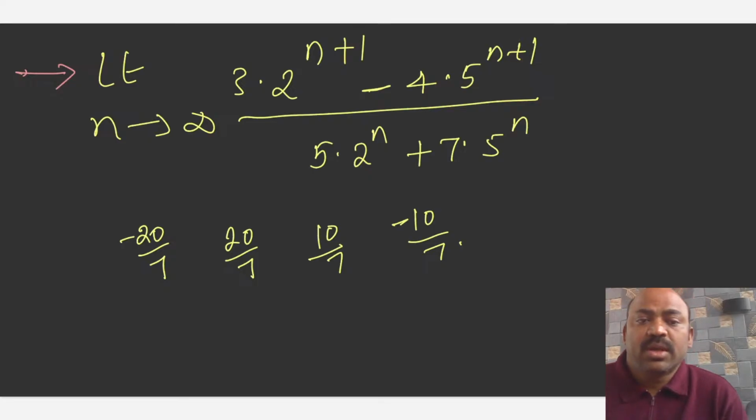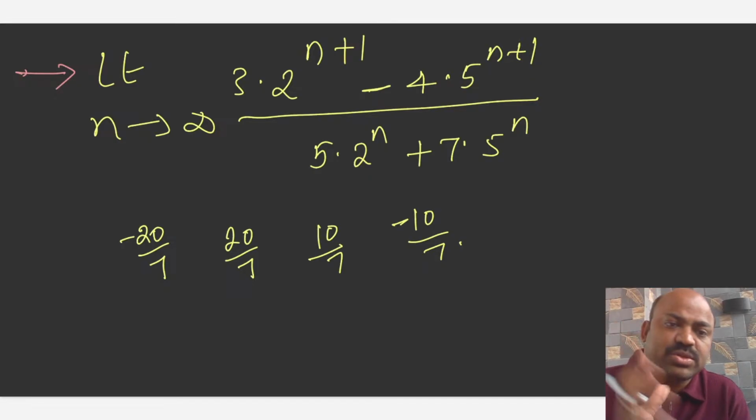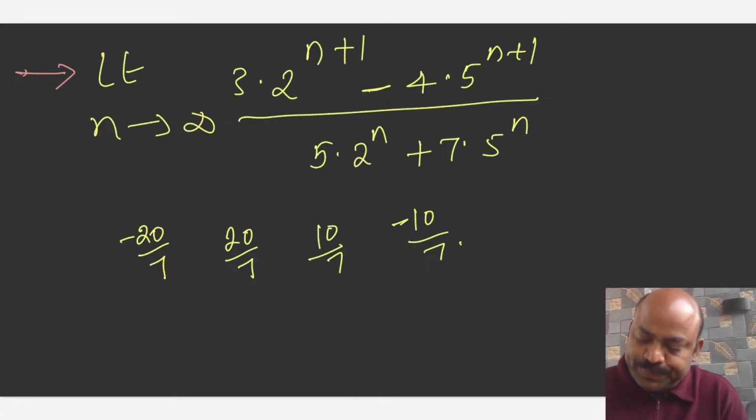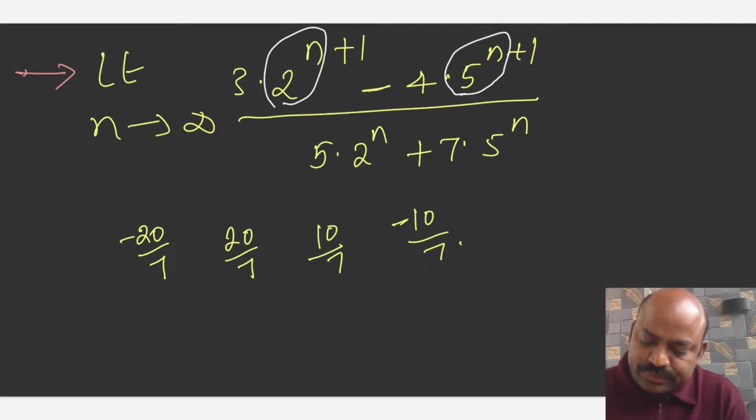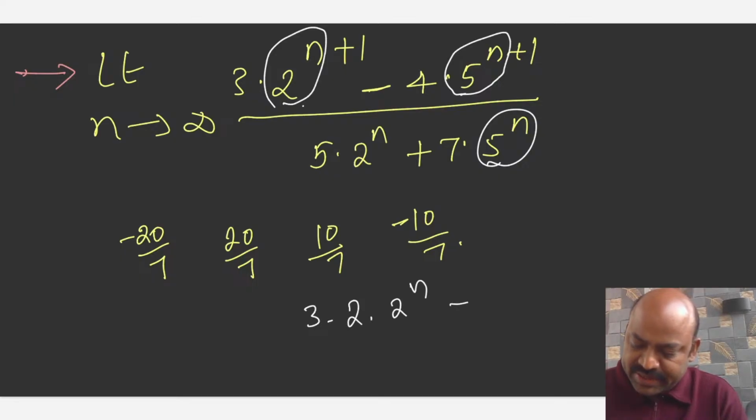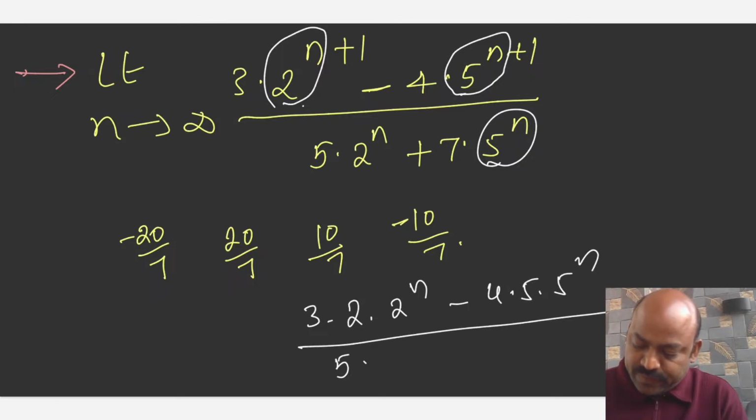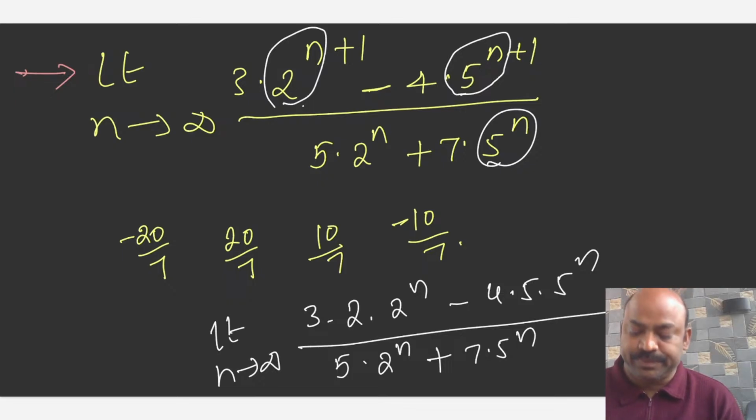Now, see here, always take the higher powers out, higher values out. So here, 5 power n you take out, both the numerator and denominator. First rewrite: limit as n tends to infinity of (4 into 5 into 5 power n) by (5 into 2 power n plus 7 into 5 power n).